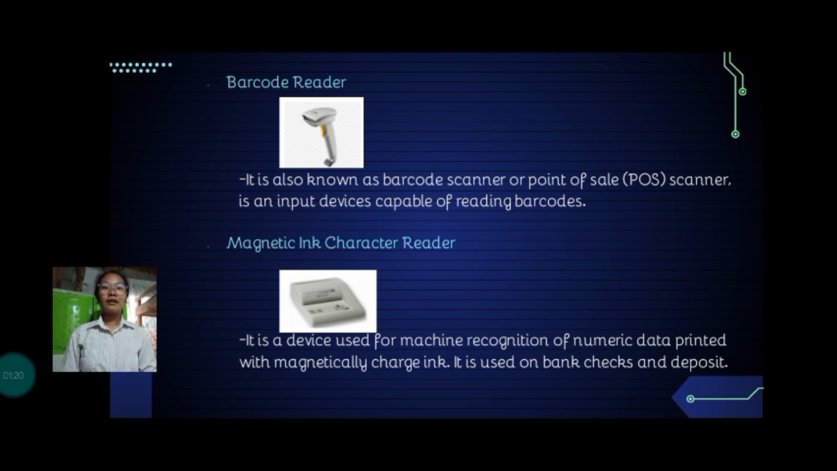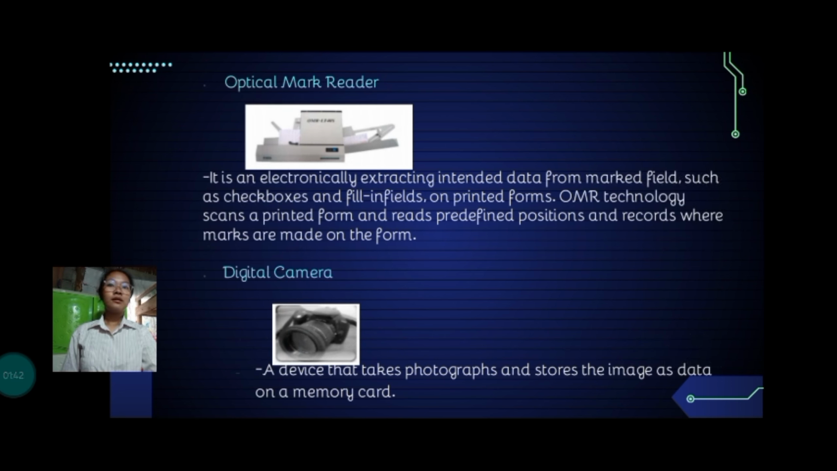Next, we have a magnetic ink character reader. It is an input device used mainly by the banking industry. It is a machine that recognizes numeric data printed with a magnetically charged ink. Next, we have an optical mark reader. It is for electronically extracting intended data from marked fields. It is used to scan printed forms and reads predefined positions and records where marks are made on the form.